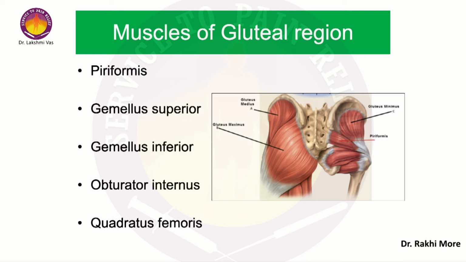Below that we will see the gemellus superior, gemellus inferior, and the obturator internus. They come out from the lesser sciatic notch. The superior and the inferior are attached to the borders of the lesser sciatic notch, while the obturator internus comes from the inner aspect of the obturator foramen. So all these will come and the obturator internus will get inserted on the superior border of the obturator notch on the greater trochanter. This is what I was talking about.